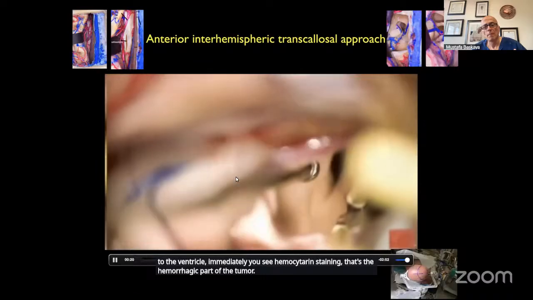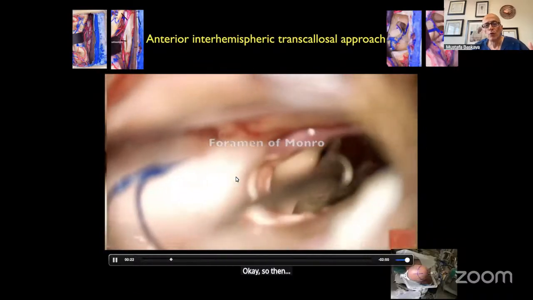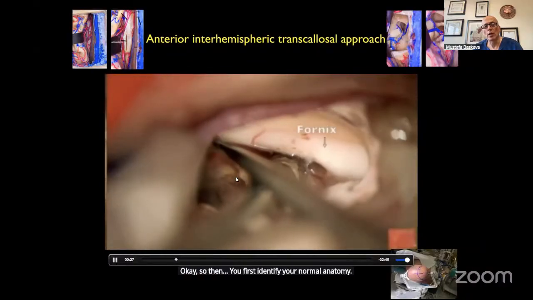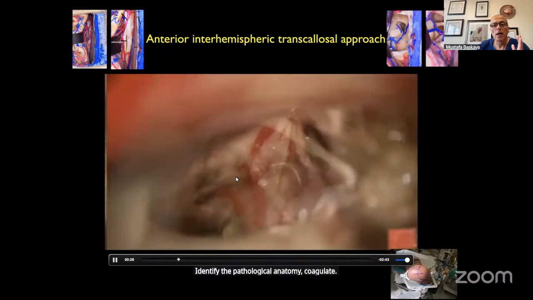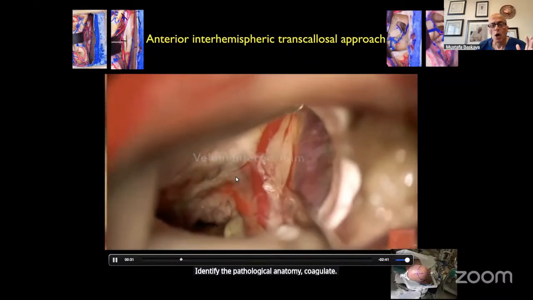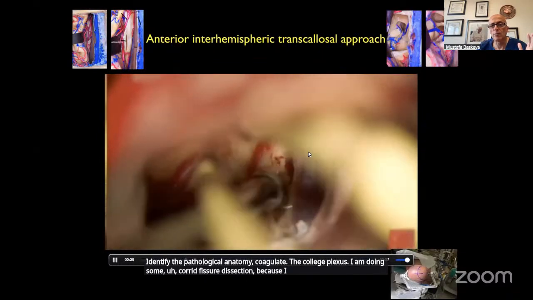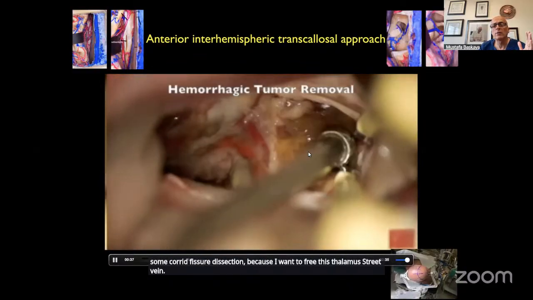Okay. So then you first identify your normal anatomy, identify the pathological anatomy, coagulate the choroid plexus. I am doing some choroidal fissure dissection because I want to free this thalamostriate vein. I don't want to get a problem from that.